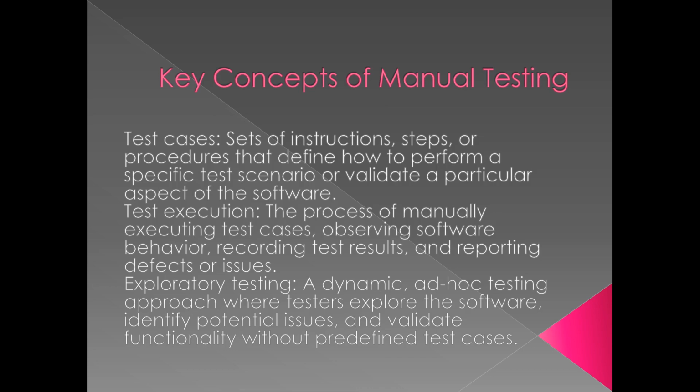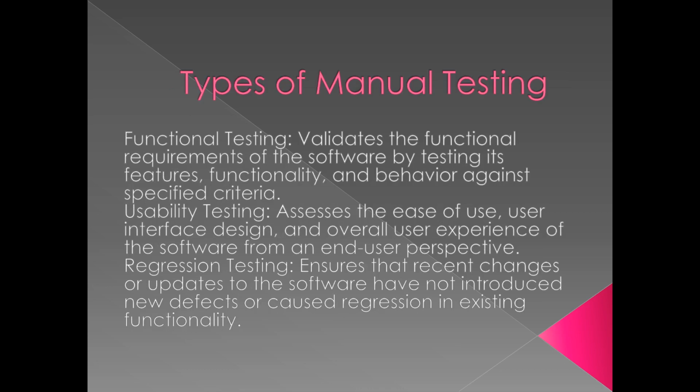Key concepts of manual testing. Test cases: sets of instructions, steps, or procedures that define how to perform a specific test scenario or validate a particular aspect of the software. Test execution: the process of manually executing test cases, observing software behavior, recording test results, and reporting defects or issues. Exploratory testing: a dynamic, ad hoc testing approach where testers explore the software, identify potential issues, and validate functionality without predefined test cases.